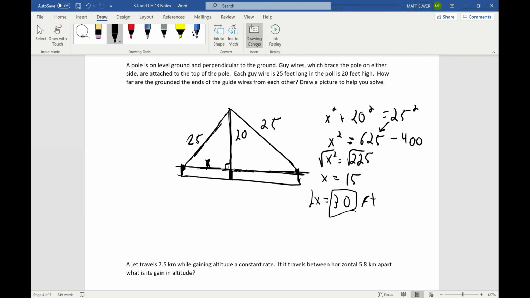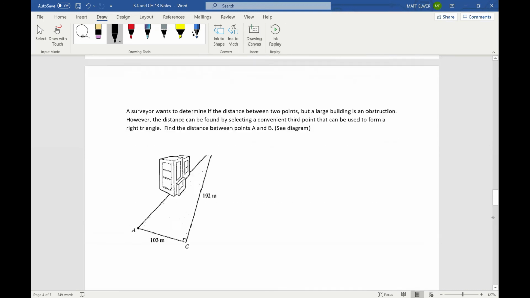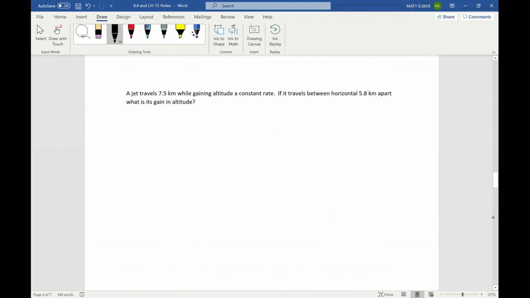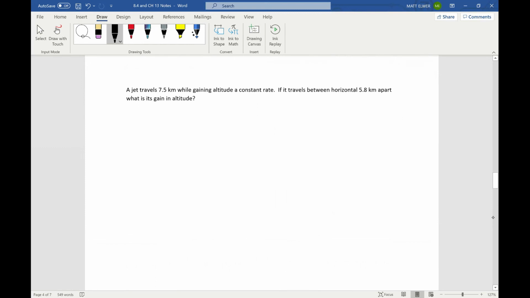Okay, let's try another example. So on the next one, this one says a jet travels 7.5 kilometers while gaining altitude at a constant rate. If it travels between horizontal 5.8 kilometers apart, what's its gain in altitude?